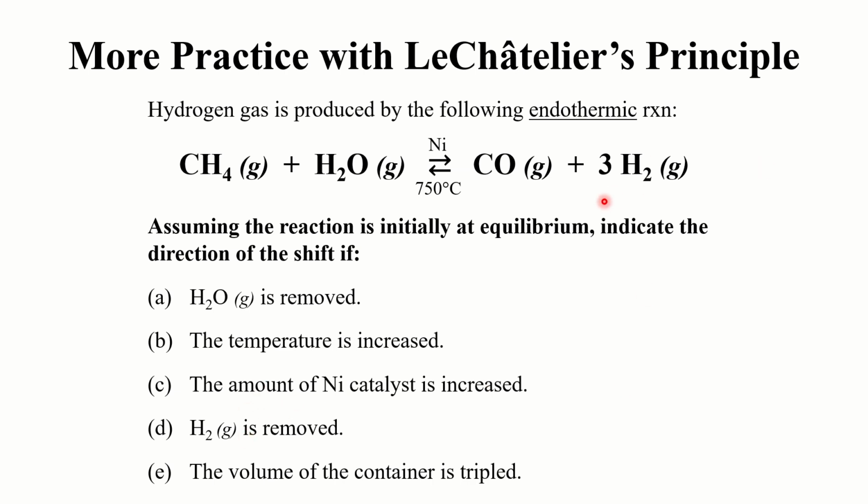Letter D, H2 is removed. I would expect this to cause the reaction to shift right. And letter E, volume of the container is tripled. Here, I would also expect the reaction to shift right towards the side with more moles of gas.